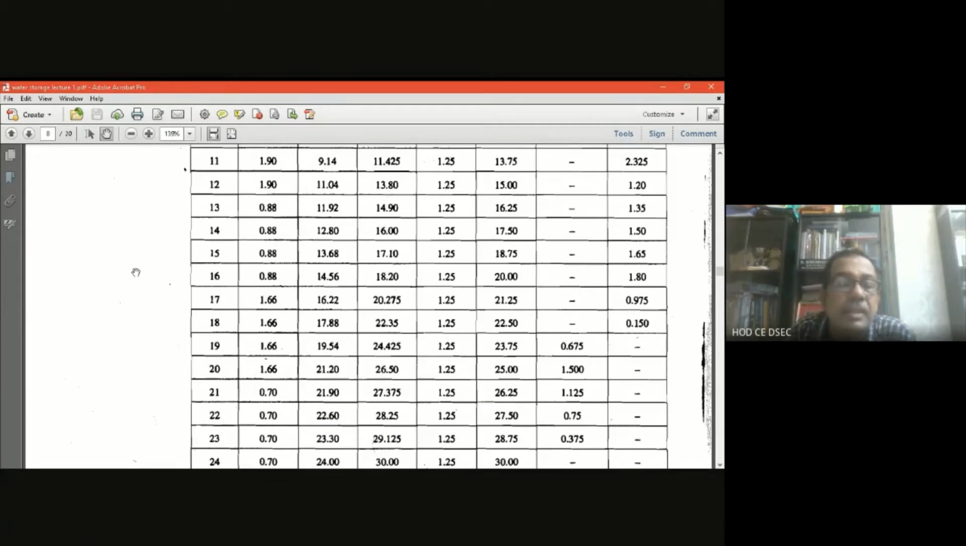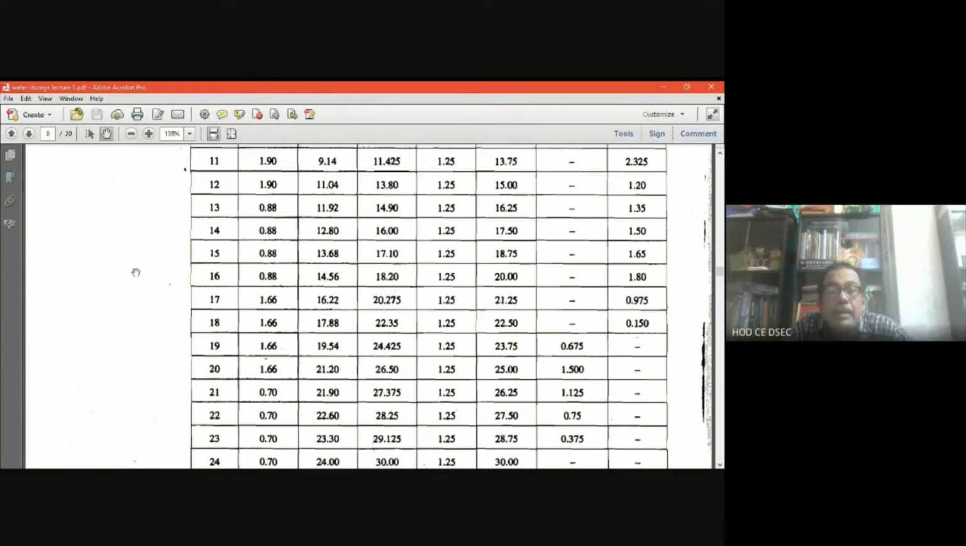So in the last, the 18th hour, we have seen there is still an excess supply, because 22.5 is the cumulative supply and 22.35 is the cumulative demand. If you subtract the demand from the supply, we will get the excess supply, that is 0.15. But in the 19th hour, the scenario is changed, as you are seeing from the table.